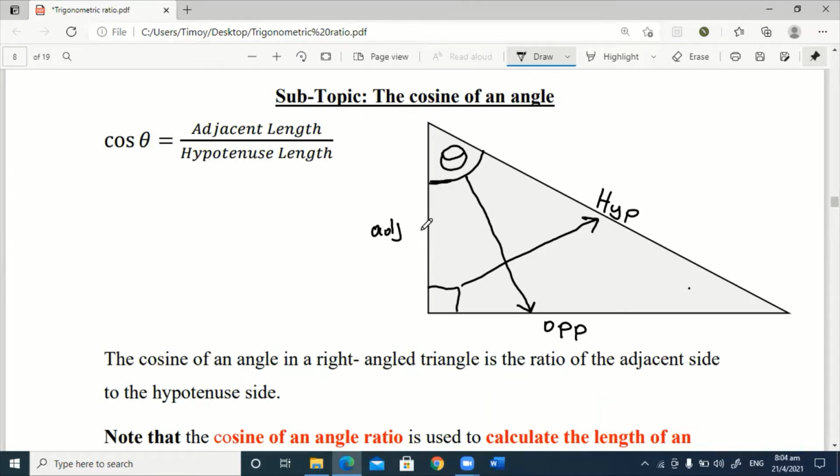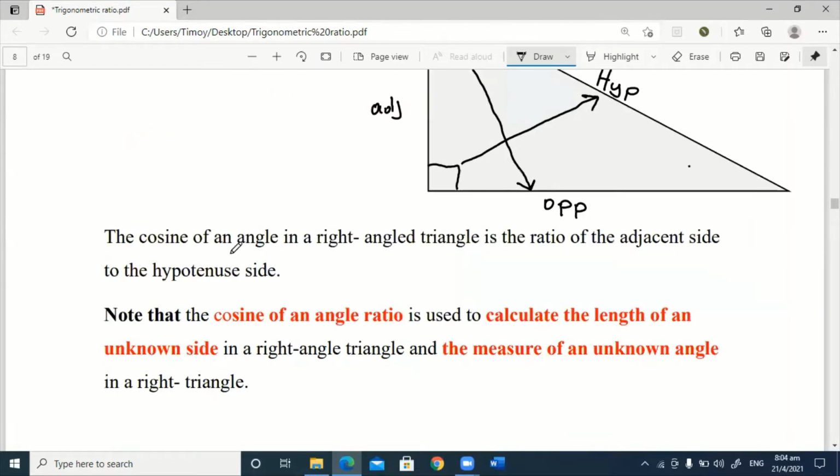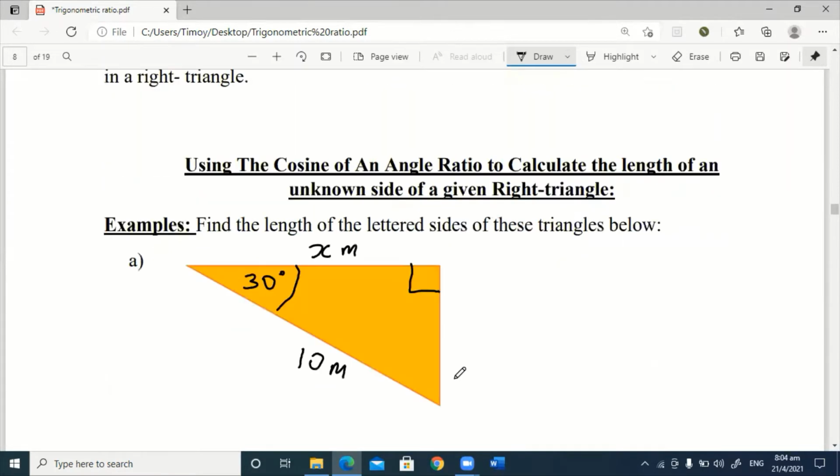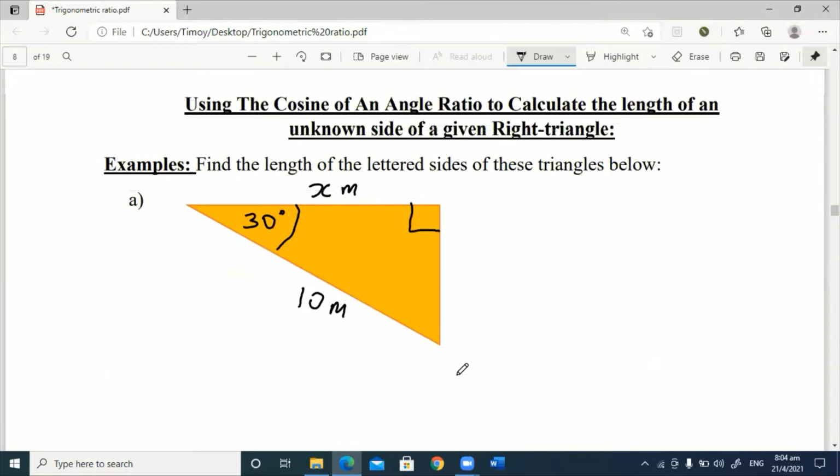Okay, so what we know is that the cosine of an angle in a right angle triangle is the ratio of the adjacent side to the hypotenuse side. Note that the cosine of an angle ratio is used to calculate the length of an unknown side in a right angle triangle and the measure of an unknown angle in a right angle triangle. Okay? So what we're going to focus on in this video specifically is how we use the cosine of an angle ratio to calculate the unknown side in a given right angle triangle.